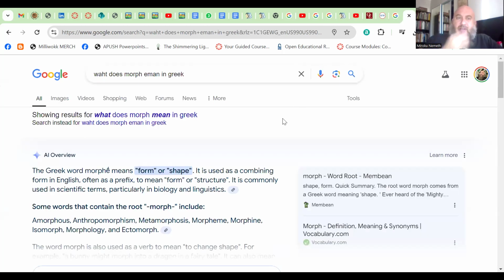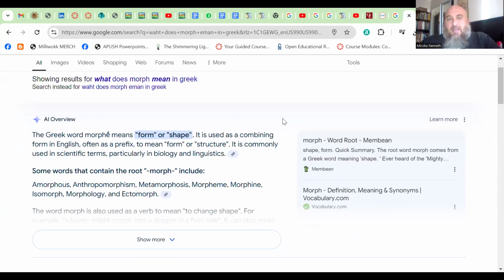The original Greek, morphe, means form or shape, or form or structure, right? There are lots of words with morph. Amorphous means shapeless. Anthropomorphism: anthropo means man. So to change something that isn't a man into having the shape, characteristics, or form of a man, that's anthropomorphism. If you impose human characteristics upon God, that's theologically anthropomorphism. In literature, if you make a horse talk and use speech like a human being, that's anthropomorphism. Anyway, it's all over the place.